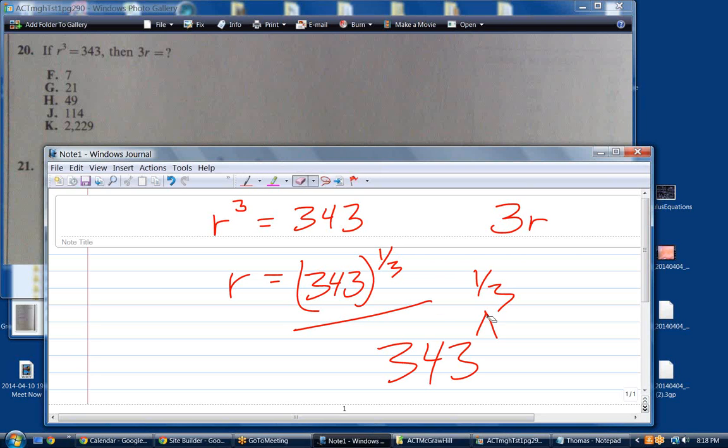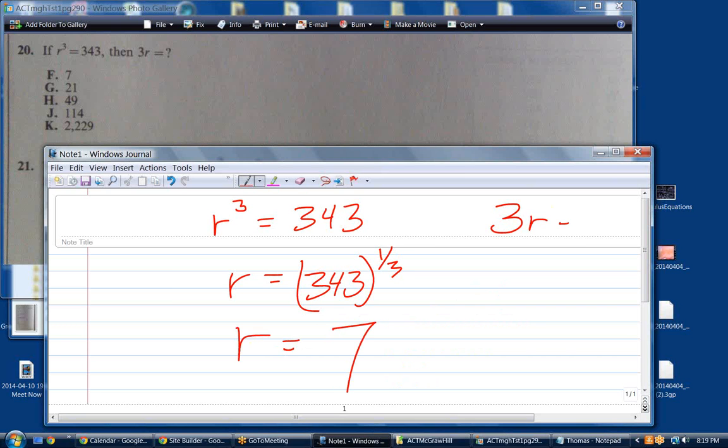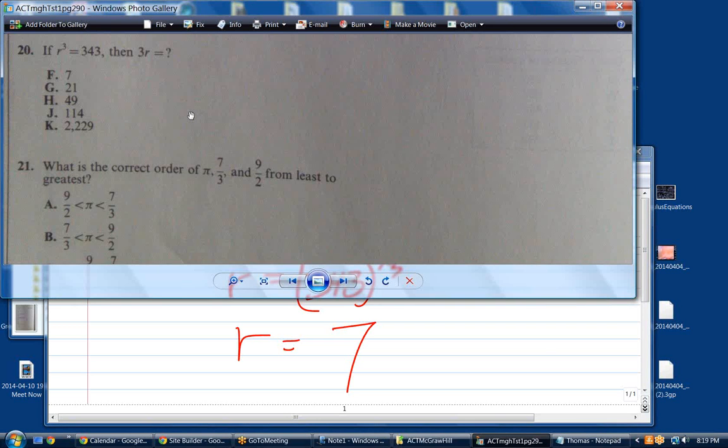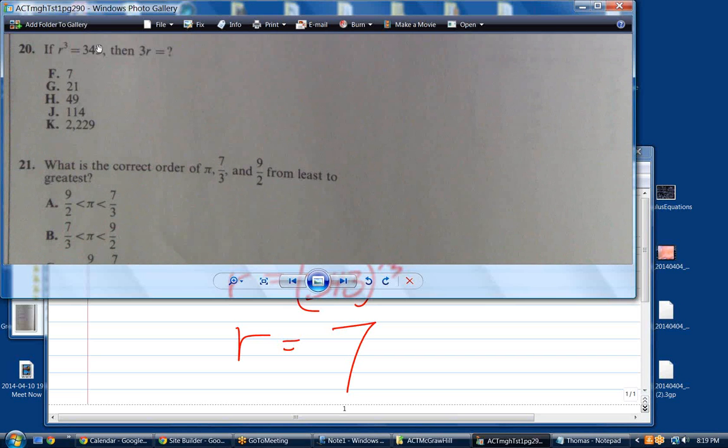What do you give for r? 7. What's 3r equal to? 3r is equal to 21. That's the answer. G. Okay? Almost all of these are going to be two-step problems. Again, you're going to have to figure out something and then apply that something to the rest of it.